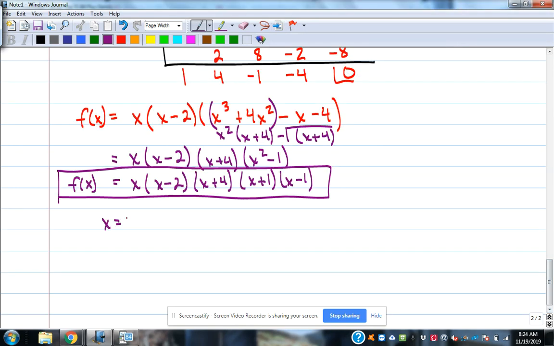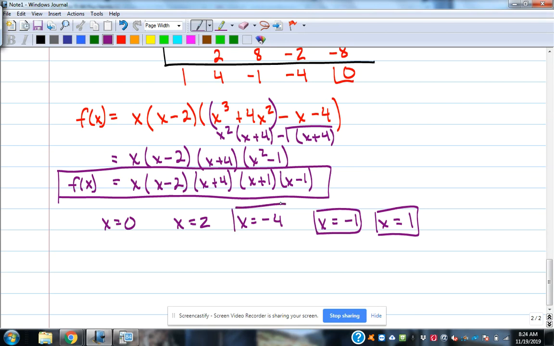All right, so we said x equal to 0. x minus 2 would give us x equals 2. x plus 4 gives x equals negative 4. Negative 1. Positive 1. That one's nice because all of those are linear factors. And we got how many of them? 5. The degree of the original polynomial was 5. Are all those real numbers? So that means this polynomial crosses the x-axis how many times? 5 times. Awesome. Good fun stuff.